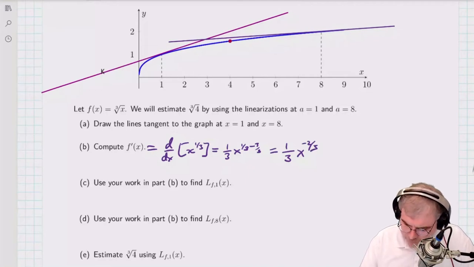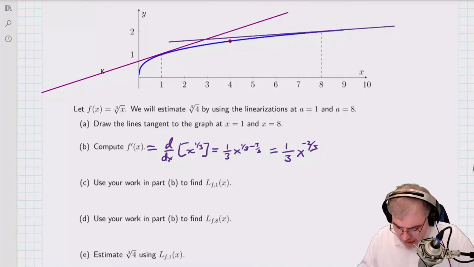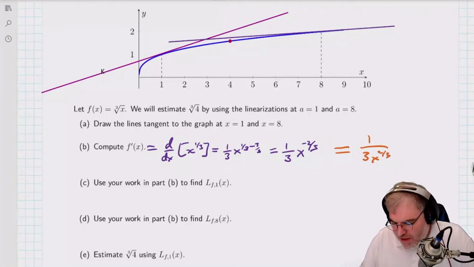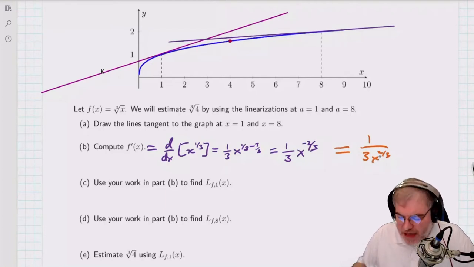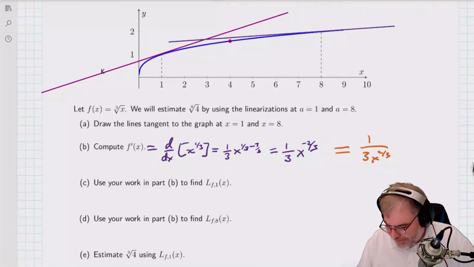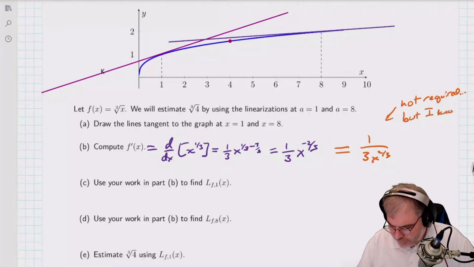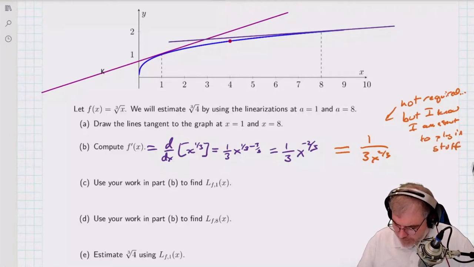Okay. And then if you want, you can simplify. Usually I don't simplify, and you don't have to here. But seeing as I'm about to plug in 8, I might go ahead and do something like this: 1 over 3 x to the 2 over 3. So I might deal with that negative and put the thing on the bottom. I would not put this back in cube root of x squared form. I would leave it as a fraction, but I probably would move it to the bottom. But again, not required, but I know I'm about to plug in.